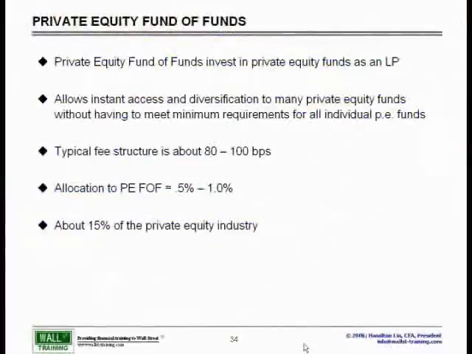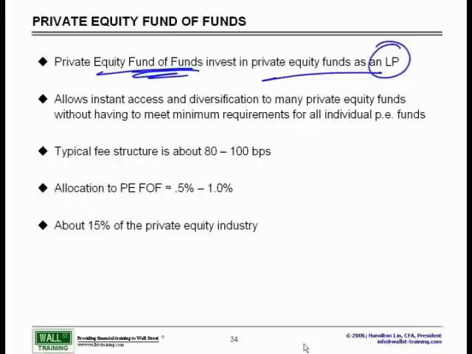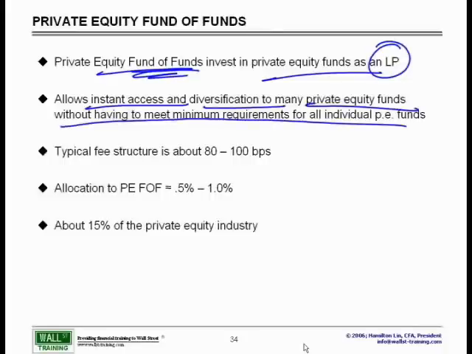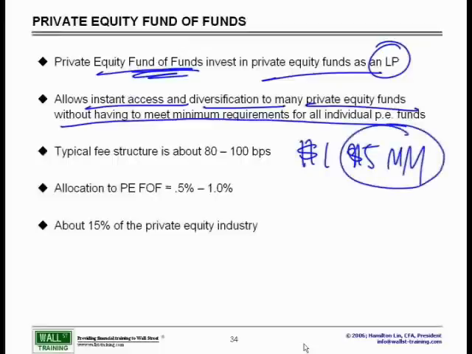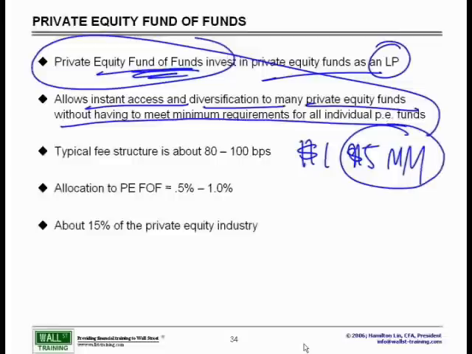Private equity fund of funds are basically additional vehicles which allow you to diversify access to many private equity funds. These private equity fund of funds invest in other private equity funds as one of the many LPs. This again allows instant access and diversification to many private equity funds without having to meet minimum requirements. For instance, the minimum requirement for a private equity fund might be $1 million or even $5 million to invest. Well, if you only have $5 million to invest, that means you're isolated to one fund. You can instead invest that $5 million in a fund of funds which has, let's say, a portfolio of anywhere between a dozen or so other private equity funds.